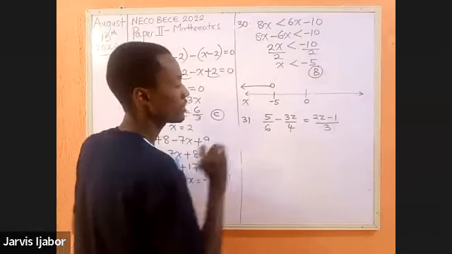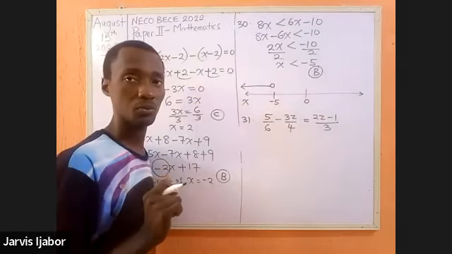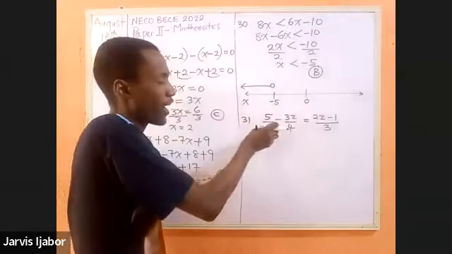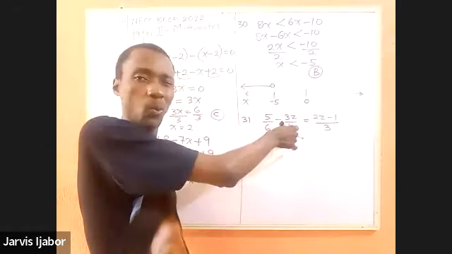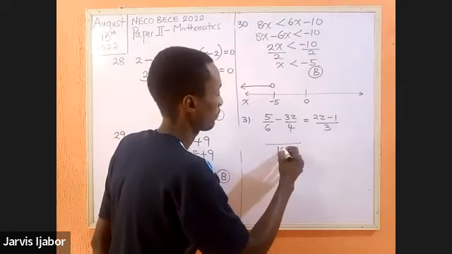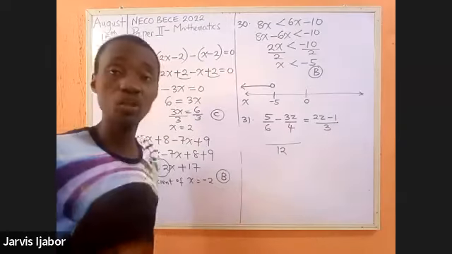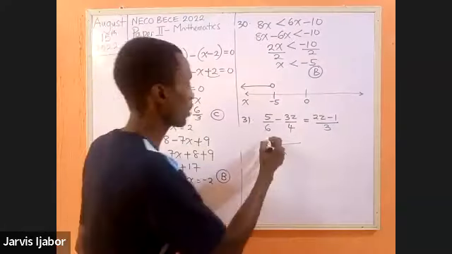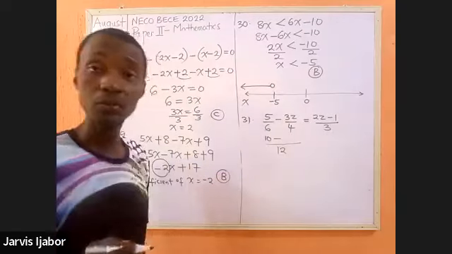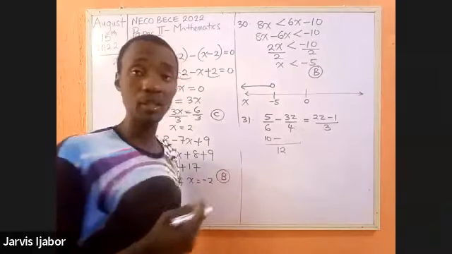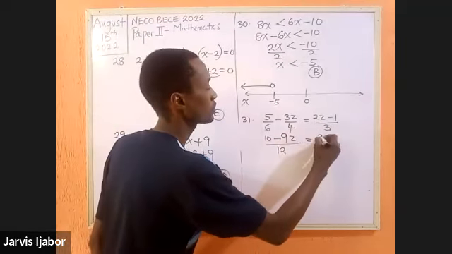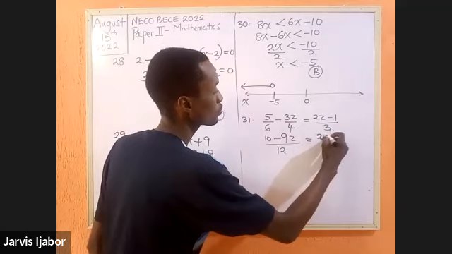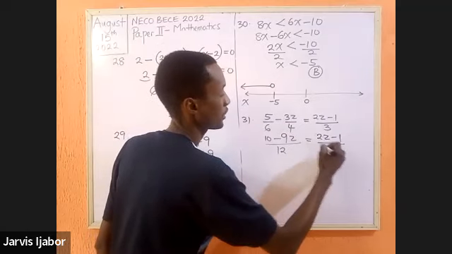The LCM of this will be 12. I can factor 3 out of here. I have 2 to the power of 2 here. That's 4. So that will be 12. 12 divided by 6 will give me 2 times 5. That will be 10 minus 12 divided by 4 will be 3 times 3. That will be 9z equal to 2z minus 1 over 3.